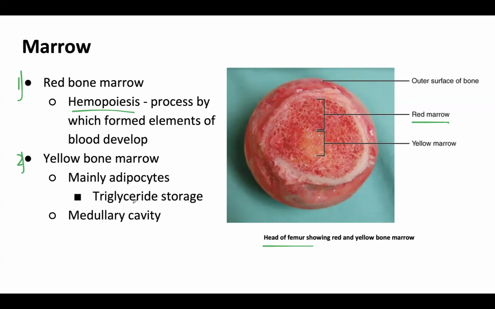Now, yellow bone marrow is a network of connective tissue that supports numerous cells, but most of these cells are going to be adipocytes, which are important for triglyceride storage, which can be used as an energy reserve. Yellow bone marrow is particularly prominent in hollow marrow or medullary cavities, which are located in the middle of the shafts of long bones.